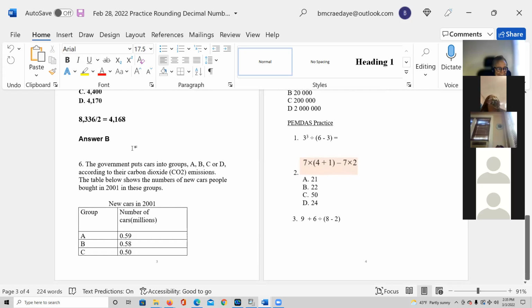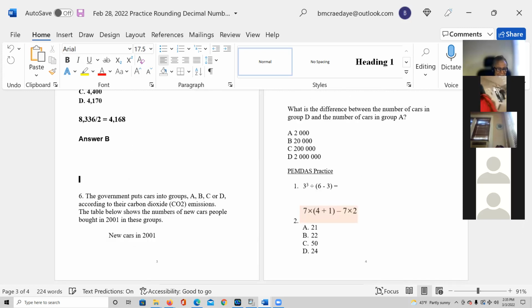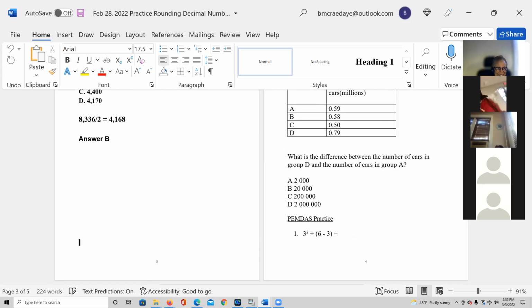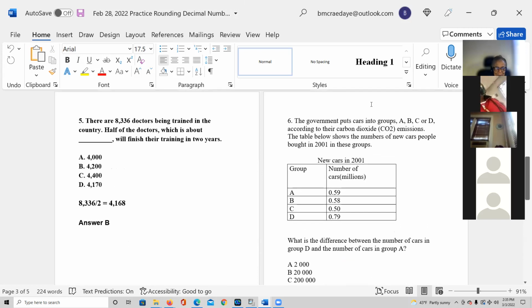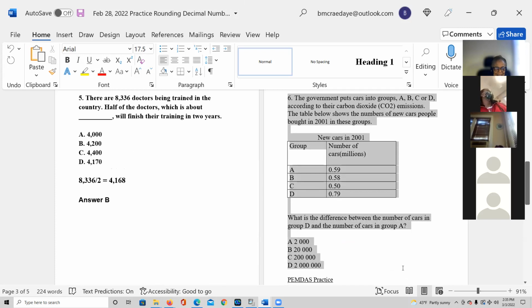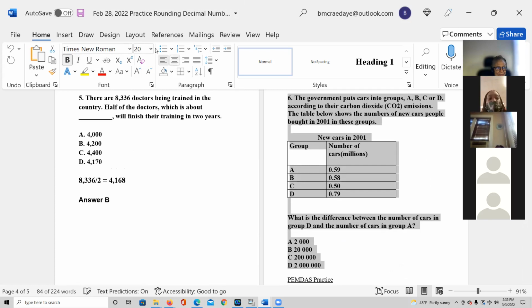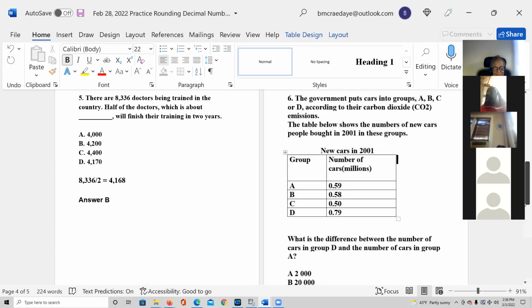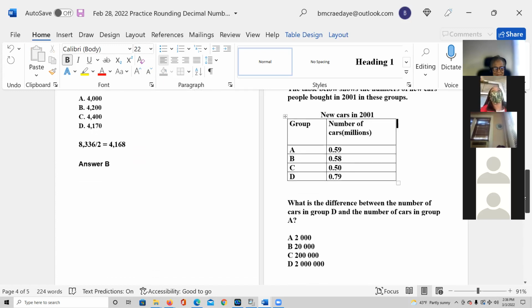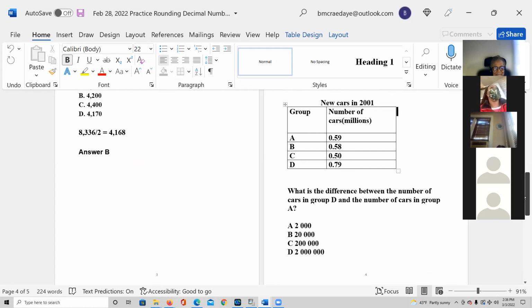Now, how many did number 6? Oh, I couldn't figure that one out. I tried. Maureen, you're going to be so surprised when you see the answer. Okay, let me make it bigger. The question is the difference between the number of cars in group D and the number of cars in group A. Okay, group A has 0.59. Oh, I see. Number of cars in millions. So how many in D?